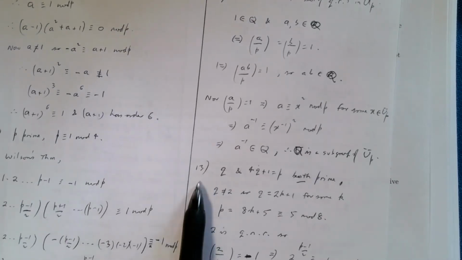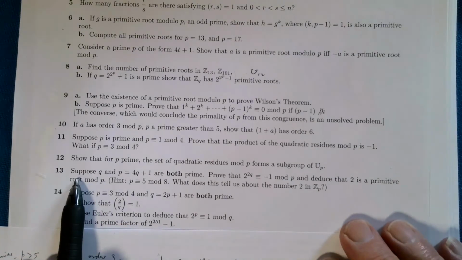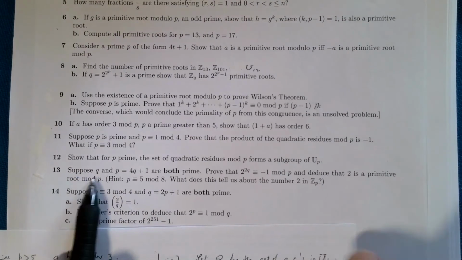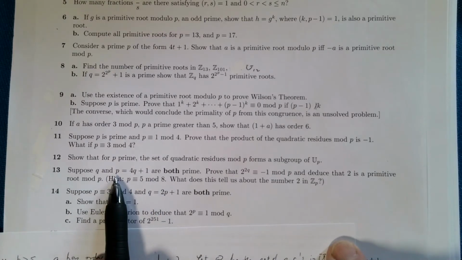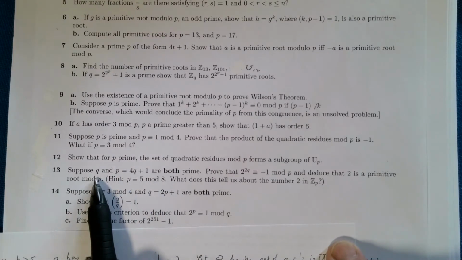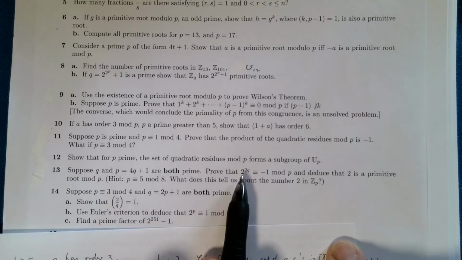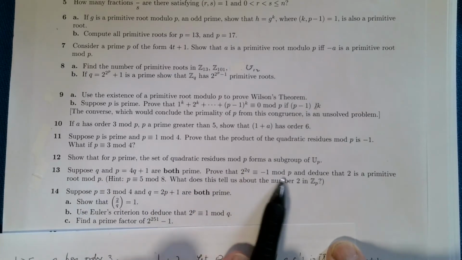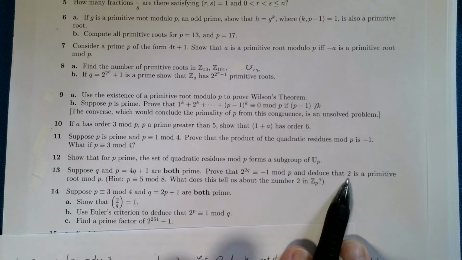Now question 13 is a nice little problem. It says suppose q, and we take 4q plus 1, call that p, and suppose that both q and p are prime. We want to prove that 2 to the 2q is congruent to minus 1 mod p, and that's not very exciting, but this is: we can now deduce that 2 is a primitive root mod p.